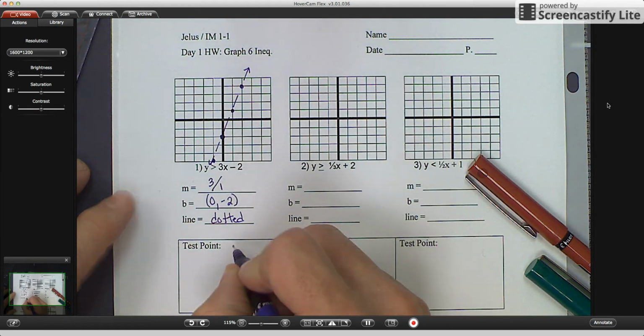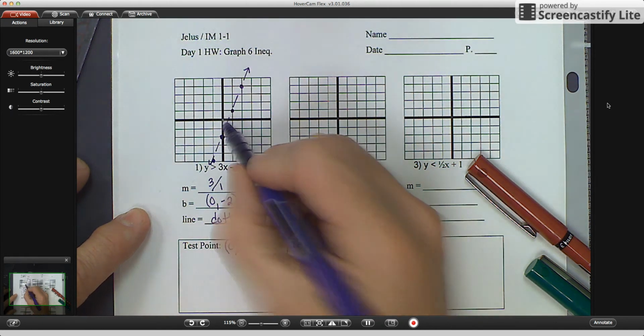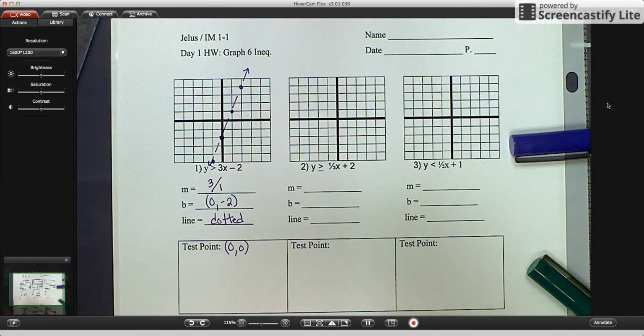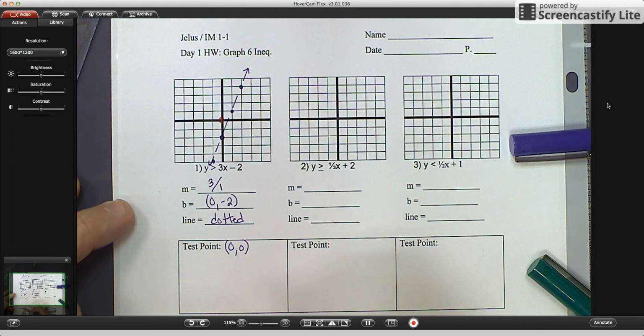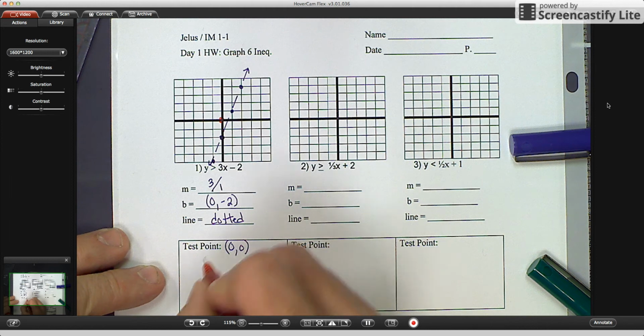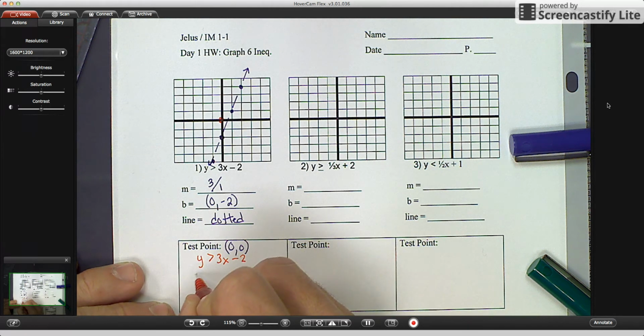So I'm going to use a test point of 0, 0. Because 0, 0 is right here. And I'm going to put this one in red. And it's not on the line. And then we're going to substitute the values in. So my inequality would be y is greater than 3x minus 2. And instead of that, I'm going to go 0 is greater than 3 times 0 minus 2.